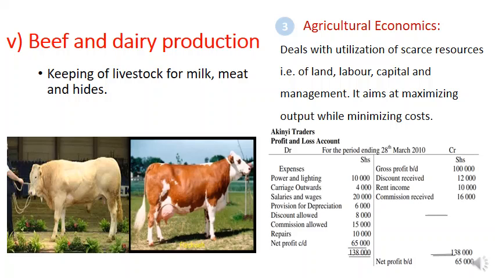The third branch of agriculture is agriculture economics, which deals with the utilization of scarce resources. Agriculture economics is simply that branch of agriculture that aims at maximizing output while minimizing costs. As a farmer, agriculture is an enterprise, and so as you engage in it, you try as much as possible to minimize the cost of production, the cost of buying inputs, and the cost of cultivation.